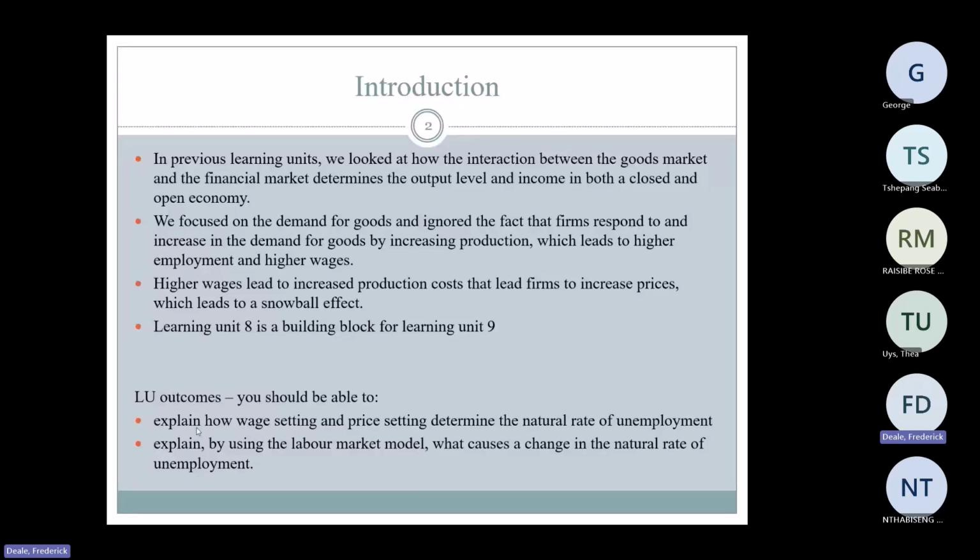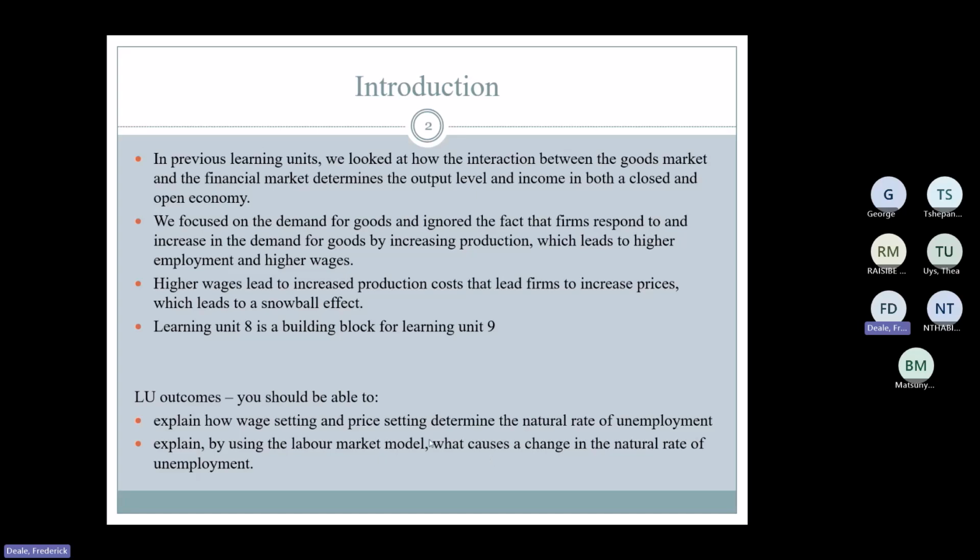So at the end of the day, by the end of this learning unit, you should be able to explain the wage and price setting relationships and be able to determine the natural rate of unemployment. And you can use all of this by using the labor market model and using that model to also then explain, well, what causes a change to the natural rate of unemployment.